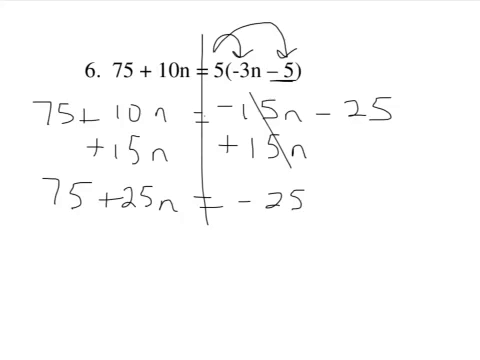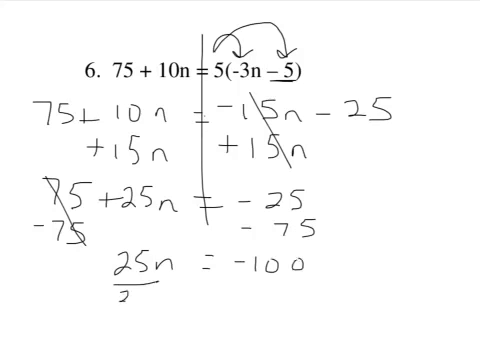Okay, I can then start moving the pieces away from the n, the numbers away, so the constant term here and the coefficient there. So we will start with the constant, so I'll subtract 75 from both sides. Get 25n equals negative 100. Divide by 25, and I get n equals negative 4.